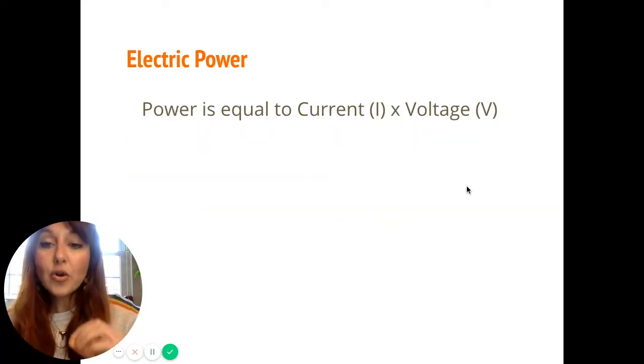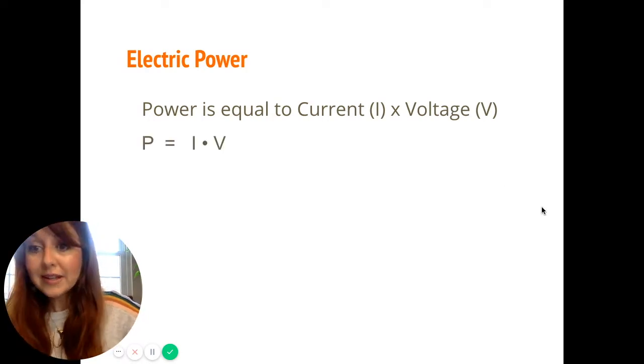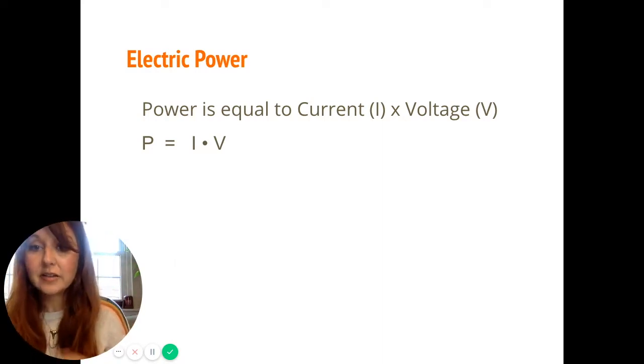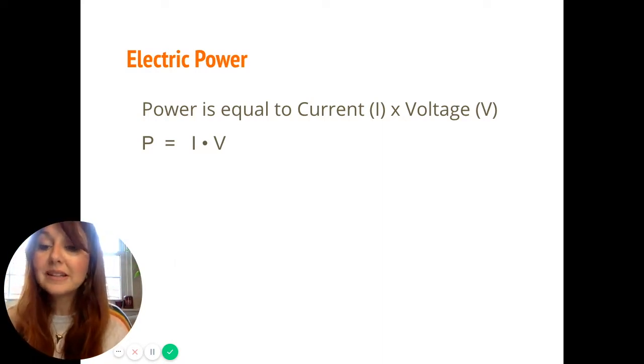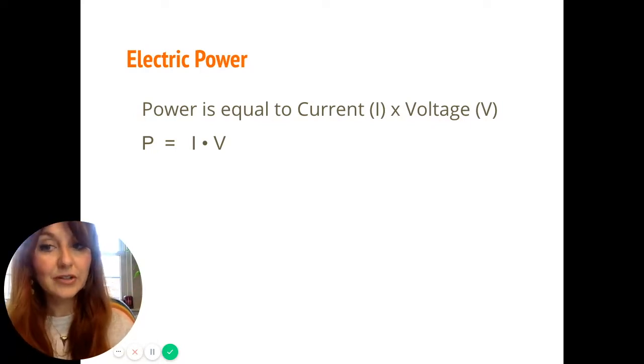So for electrical power, we use the term P, power. That makes sense, right? And that's equal to current times the voltage. So really simply, the next equation you need to have in your head is P equals IV, which means to get the watts of something, you multiply the current times the voltage.